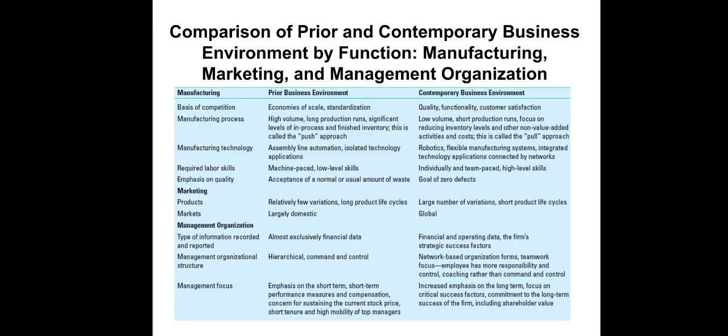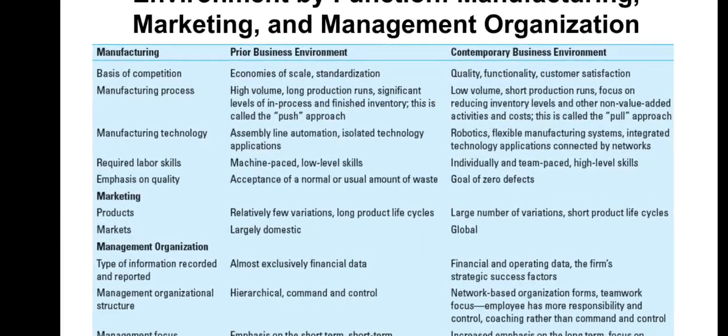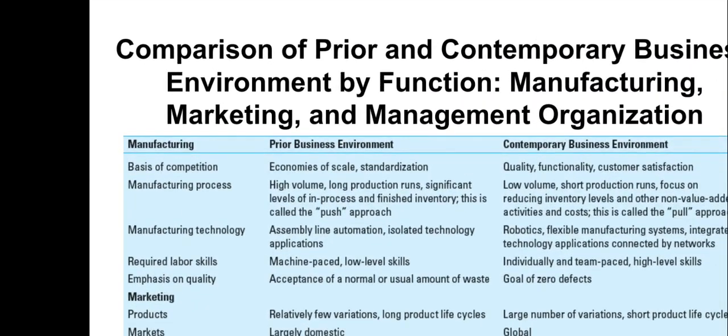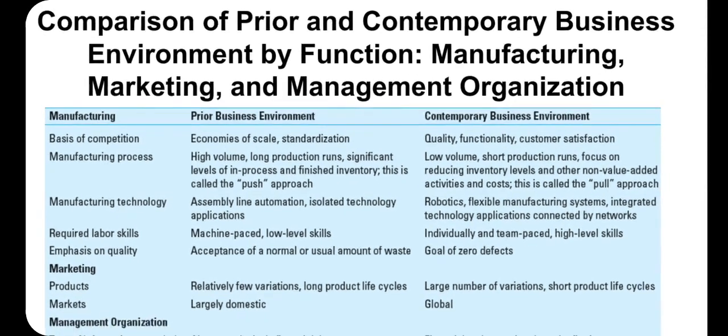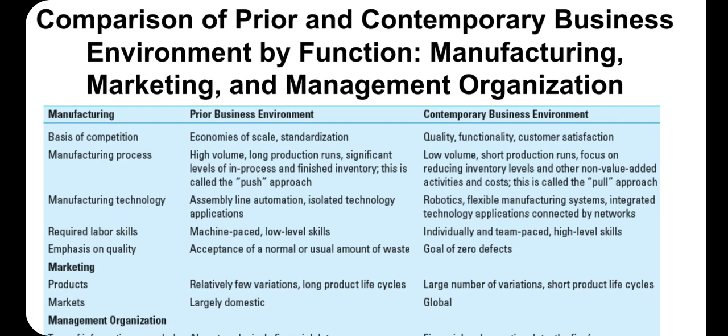So this is very good. You read the textbook and you see a comparison of prior and contemporary business environment by function: manufacturing, marketing, and management organization. For example, here, basis of competition, prior business environment: economies of scale and standardization.